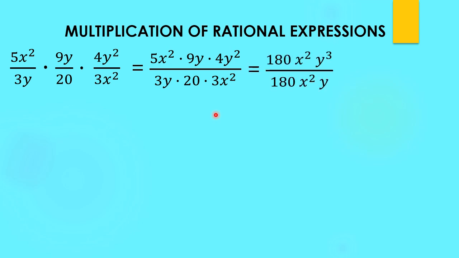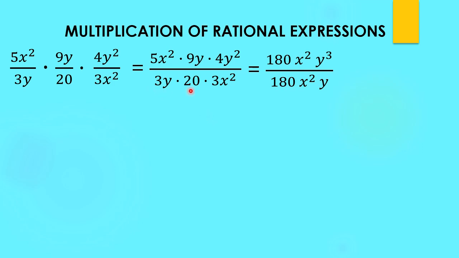If we multiply all of these numerators, 5 times 9 is 45, times 4 gives us 180. And then x squared, so we just write x squared, and then y times y squared. To multiply y and y squared, you just add their exponents, so it will become y cubed. It is understood that y has an exponent of 1. So that's the rule in multiplying: when you multiply the same base with different exponents, you just copy the base and add their exponents.